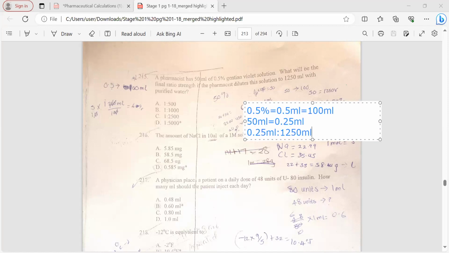So now they're asking what is the final ratio basically. So it becomes 1 to 5,000. If you divide both sides by 0.25 ml, you get 1 to 5,000.